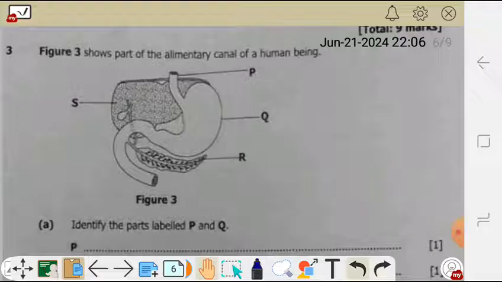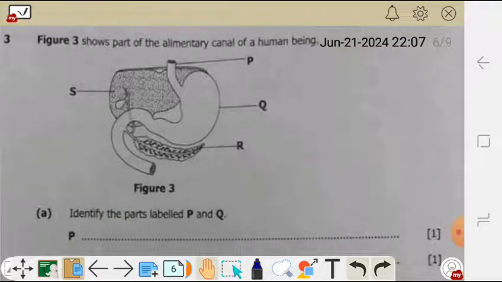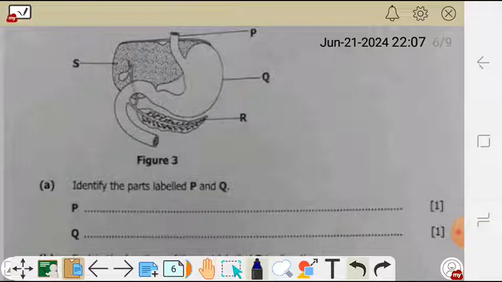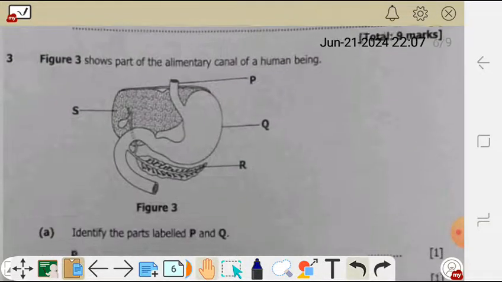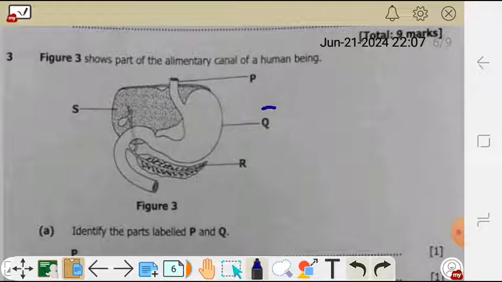Question 3 says figure 3 shows part of the alimentary canal of a human being. They go further to ask: identify the parts labeled P and Q. So P there is the esophagus and Q is the stomach. This is the stomach and that is the esophagus.